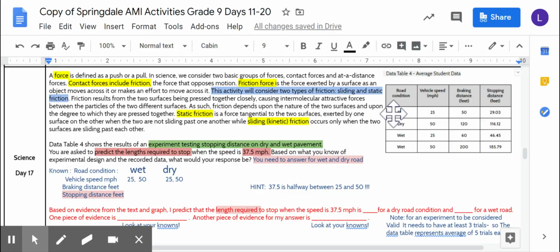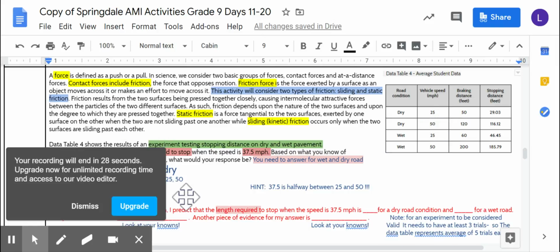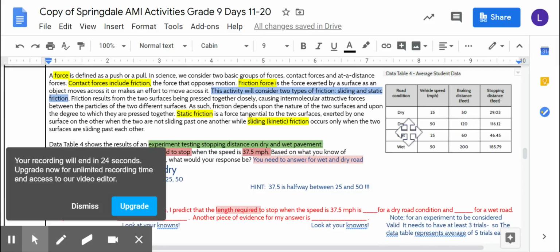When you look here, look at this. I'm trying to see why this didn't go. I wanted to get it as a pointer. Okay, it keeps going as a snowball. But anyway, look at the difference between your dry and your wet road conditions.